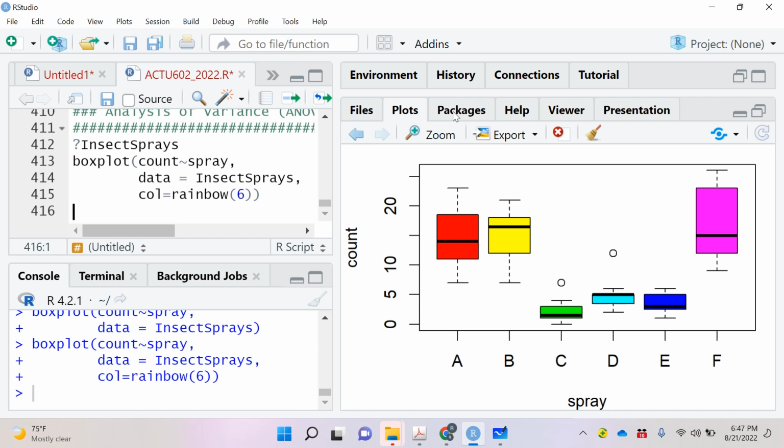There's a package, insurance data. Please install that one too. Okay. So is everybody okay? What we want to do with the ANOVA, we can use that to answer the question: which spray is the best? Is that okay?